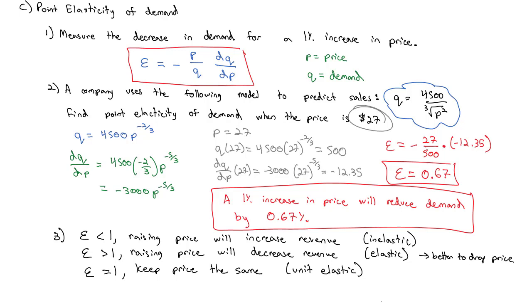So point elasticity of demand is simply the negative price divided by the demand times the derivative of the demand evaluated at that specific price point. If it's less than 1, we want to raise the price. If it's greater than 1, we want to drop the price. This can help us make many decisions in economics. It is your turn now to practice some of these applications of derivatives in business and economics on the assignment.